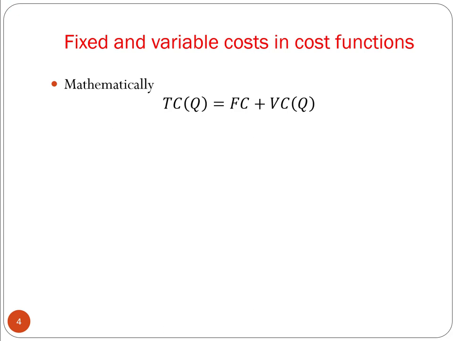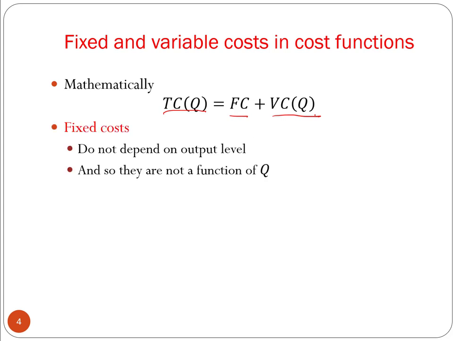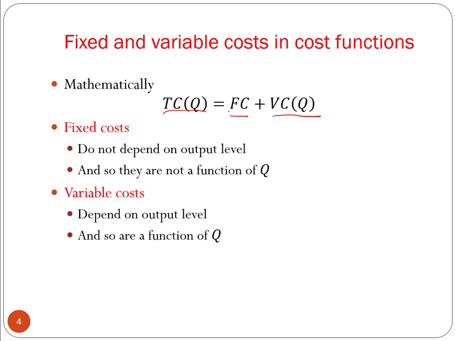So as we said before, mathematically we write total costs, a function of output, equal to fixed costs plus variable costs. The fixed costs don't depend upon output levels, so they're not a function of Q, as we mentioned last time. So there's no parentheses Q here, and the reason we don't need it is because they don't depend upon the output level. Variable costs do depend upon the output level, and so we would say variable costs are a function of Q.